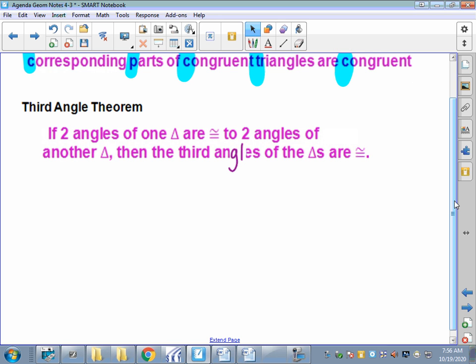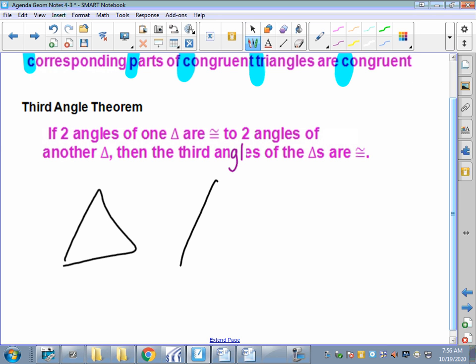Let's think about this for a second. If I've got two very poorly drawn triangles, and I say this is 50 degrees and this is 50 degrees. How about 55? And I know that this one is 50 and this one's 55. Doesn't the math just say that the third angles have to be congruent.